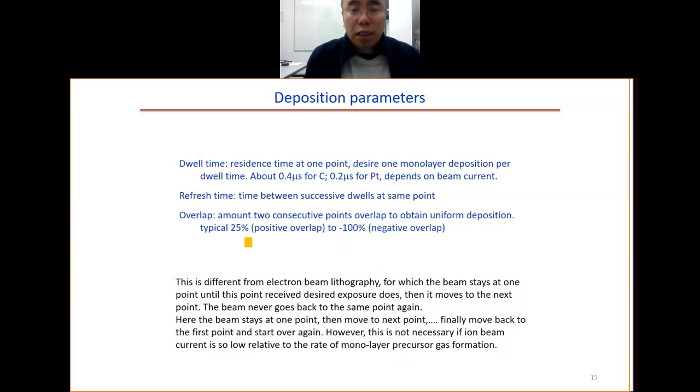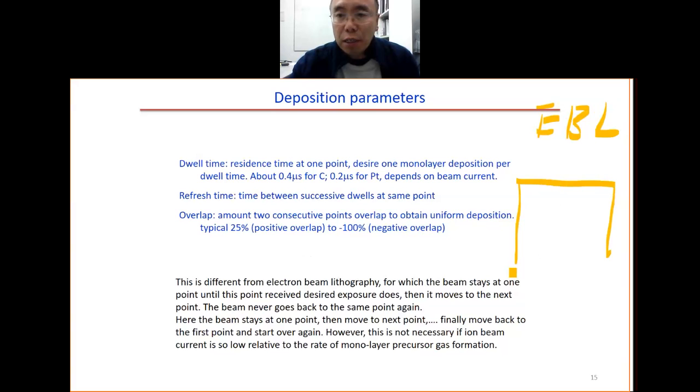Now let's look at the FIB deposition process. For electron beam lithography, if we want to expose this area, what do we do? The beam stays here for a while, then comes to the next spot, and so on. For the electron beam, the beam stays at one spot until that spot receives the desired exposure dose. Then it moves to the next spot, so the beam never gets back to the same spot again.